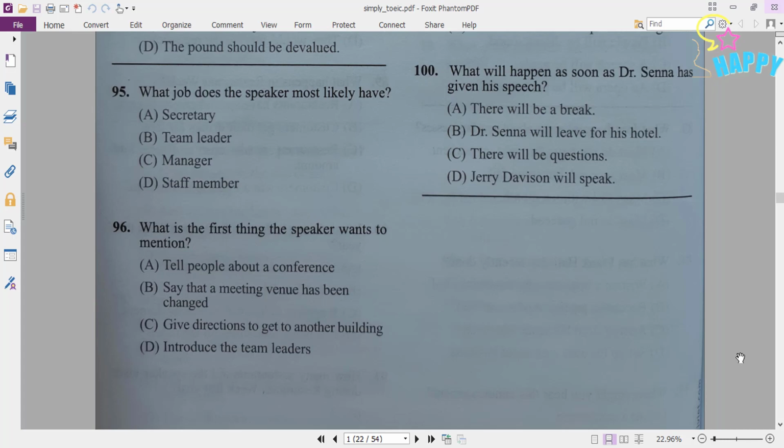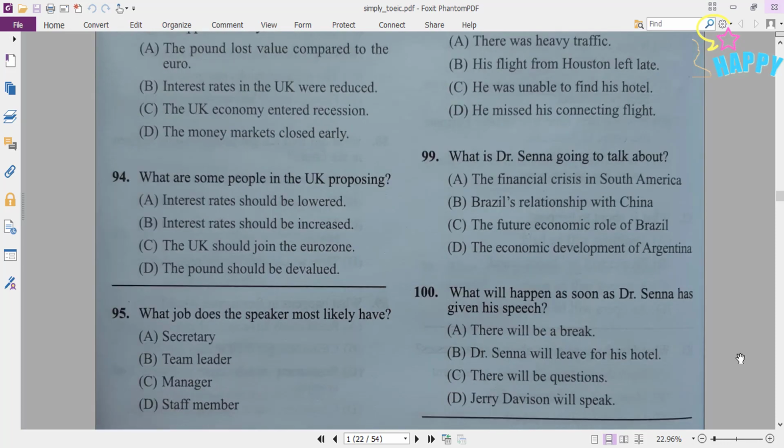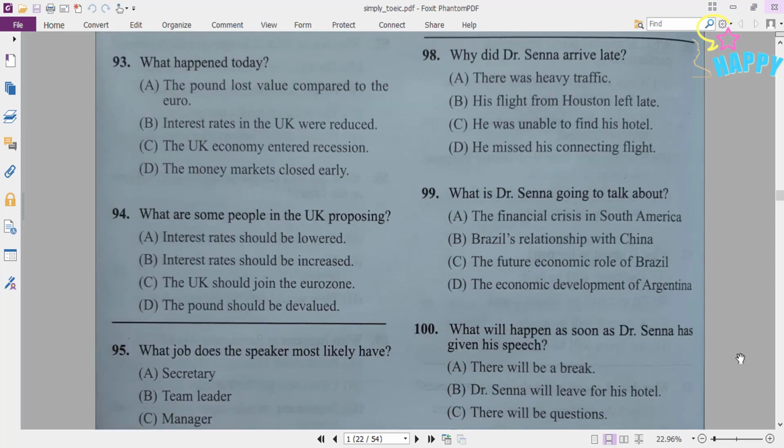Question 95. What job does the speaker most likely have? Question 96. What is the first thing the speaker wants to mention? Question 97. What is the second thing the speaker wants to mention? Questions 98 through 100 refer to the following announcement.